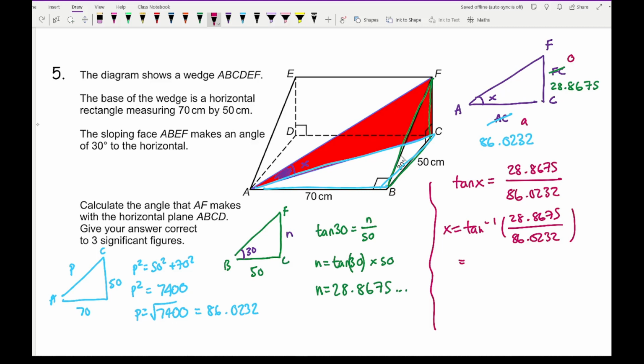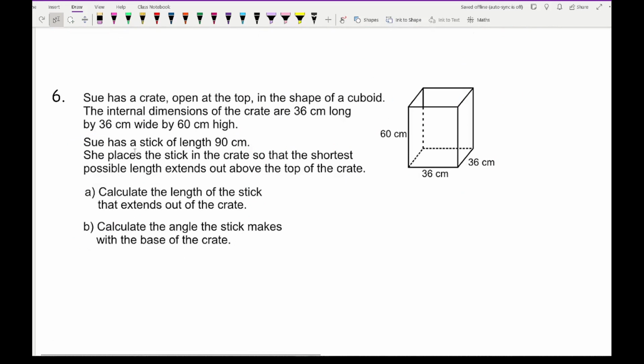I get an answer of 18 point something, and I want to round it to 3 sig fig, so it's going to be 18.6 degrees. Then moving on to our last example.